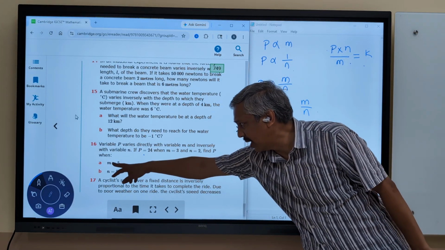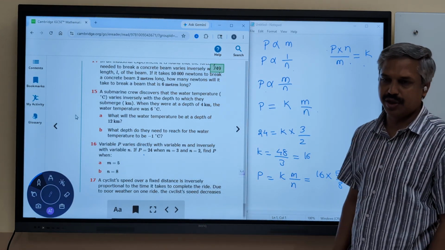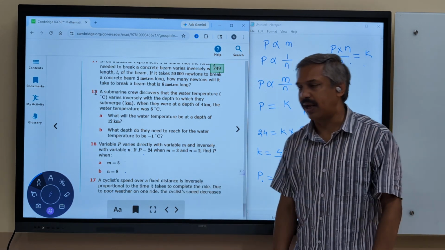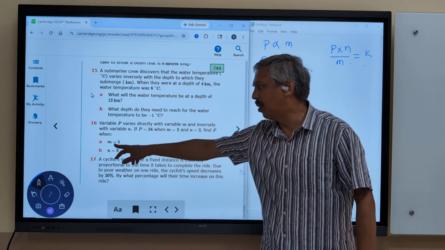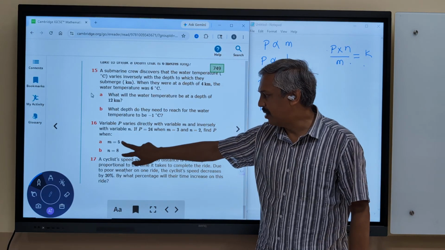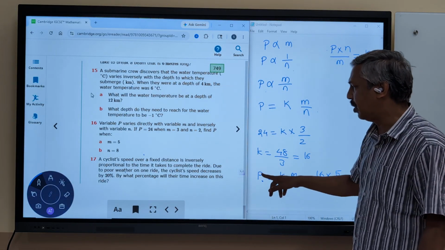This is a mistake. A and B, these are not two different questions. You need to find out the value of P. You must be given both the values of m and n. Only one value will not suffice. You cannot say A independently and B independently. These both values are necessary. Only then can you calculate the value of P.